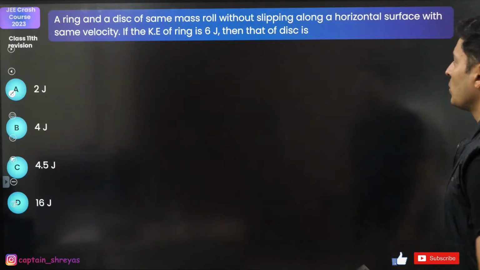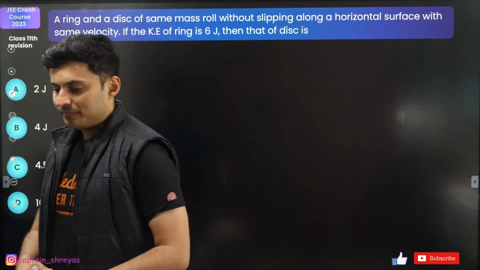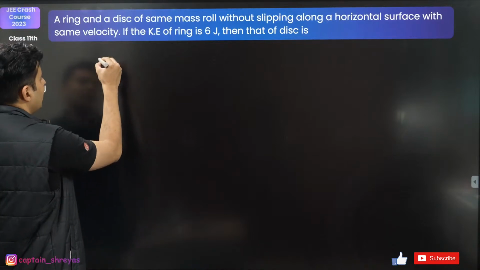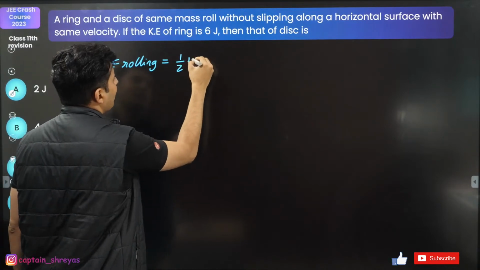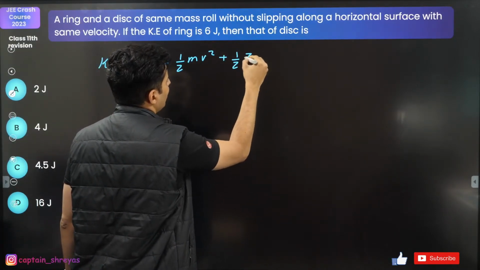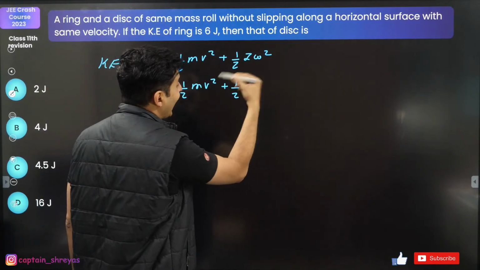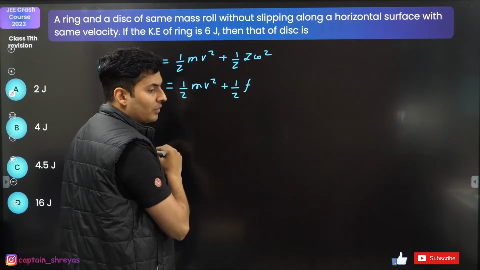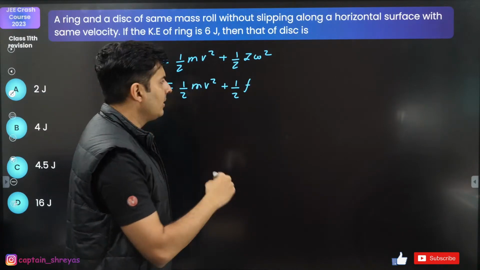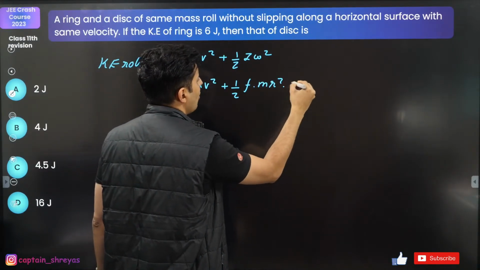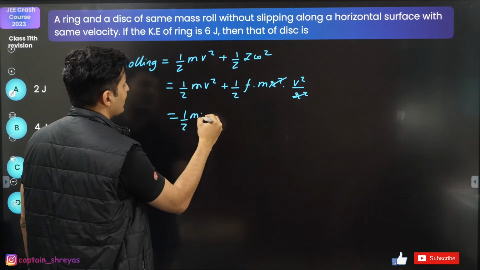Ring and disc of same mass roll without slipping on a horizontal surface. Kinetic energy of the ring is 6. What is that of the disc? Okay. In general, kinetic energy of a rolling body is half mv square plus half I omega square, which is half mv square plus half factor which comes in the formula of moment of inertia. Like for disc it is half, for solid sphere it is 2 by 5, for ring it is 1. So factor into mr square. Omega is v by r, so v square by r square. R square cancels. Half mv square is common.